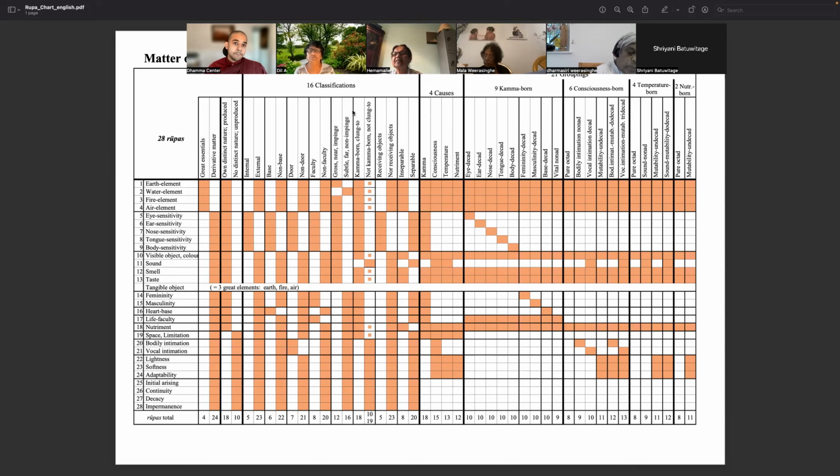Bhante, after meditation we feel lighter. After meditation, you feel lighter. Okay.